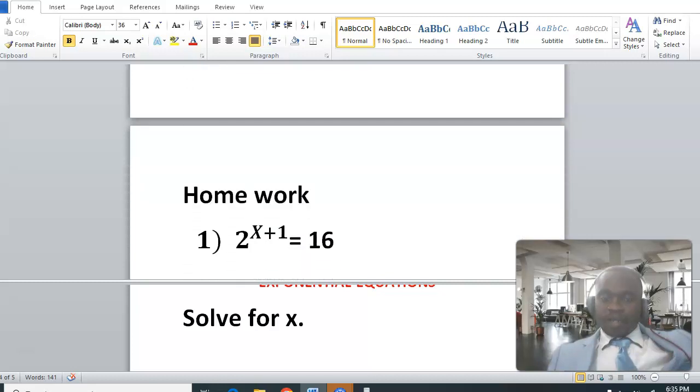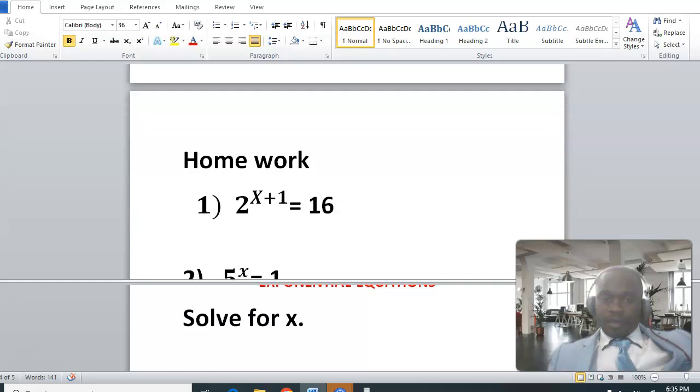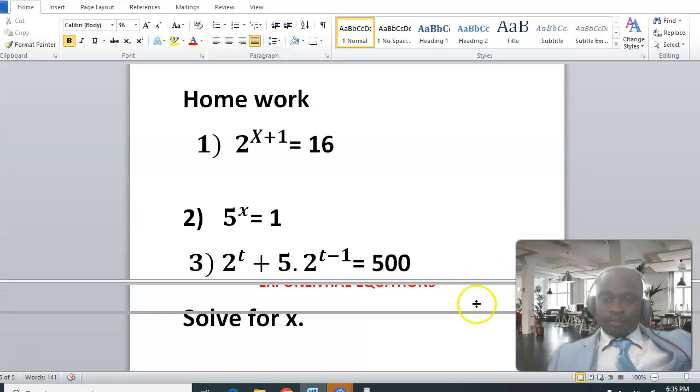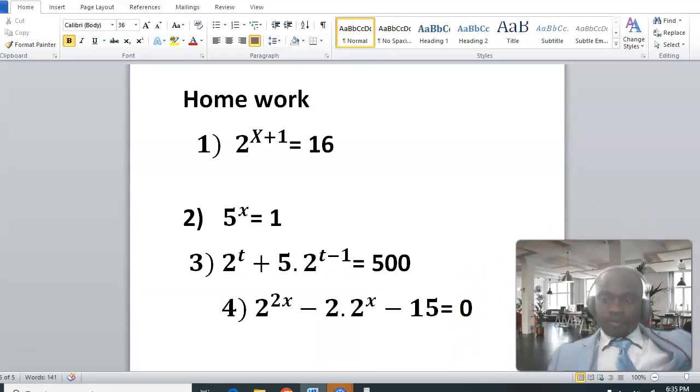Now let's look at our homework. So these 4 questions, do it for me. 2 exponent x plus 1 is equals to 16. 5 exponent x is equals to 1. 2 exponent t plus 5 dot 2 exponent t minus 1 is equals to 500. 2 exponent 2x minus 2 dot 2 exponent x minus 15 is 0.